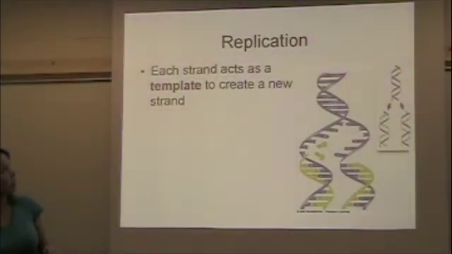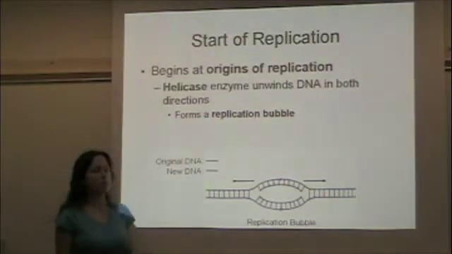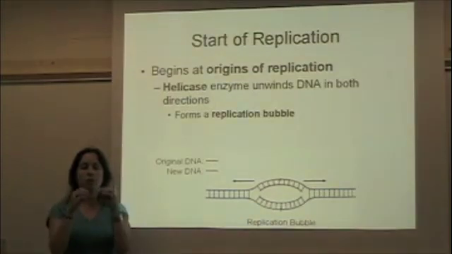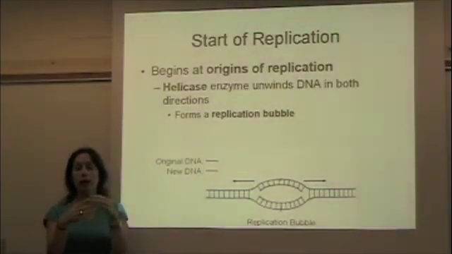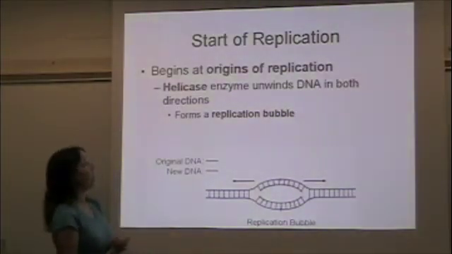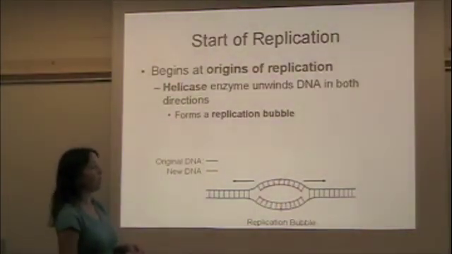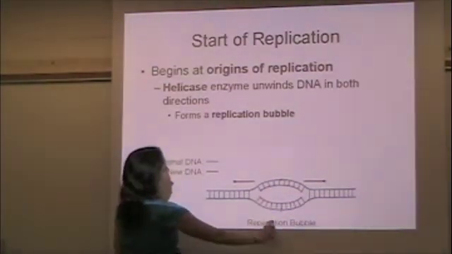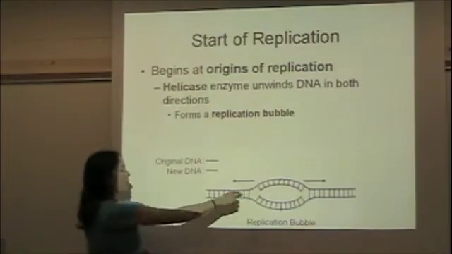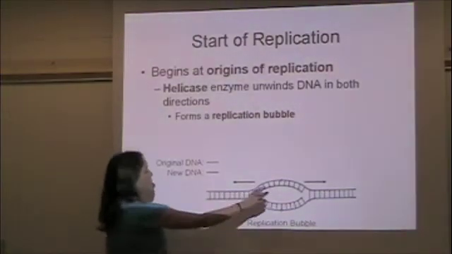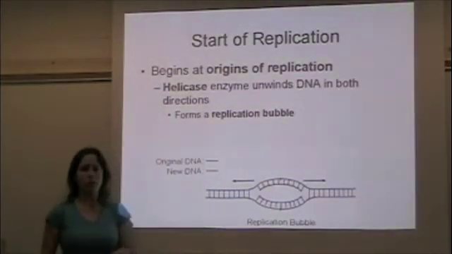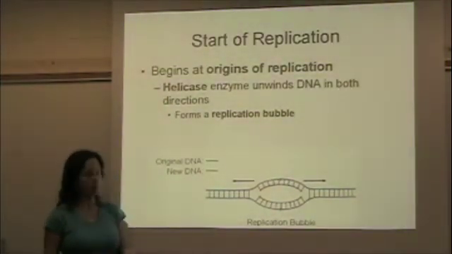Replication begins at specific sequences in the DNA called origins of replication. So it's not random. There are specific sequences of A and T and G and C that enzymes recognize as origins of replication. And an enzyme called helicase comes in and unwinds the DNA in both directions. And it forms a structure called a replication bubble. Okay? And this replication bubble extends in both directions, and it's within the replication bubble that the new strand of DNA is going to start to be created.